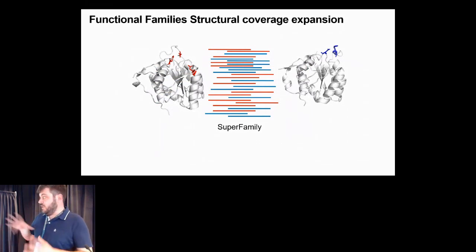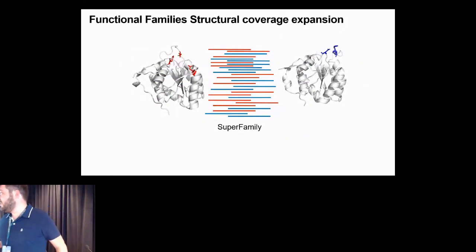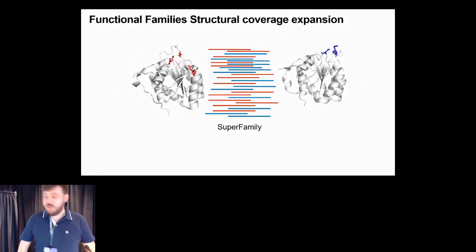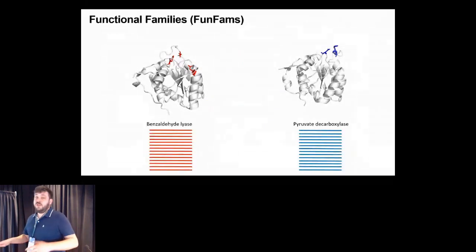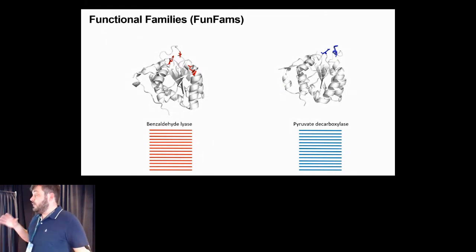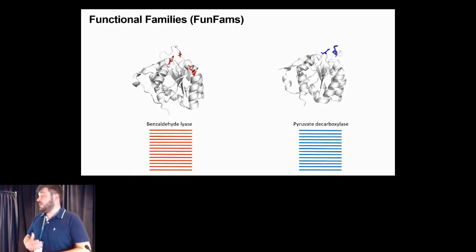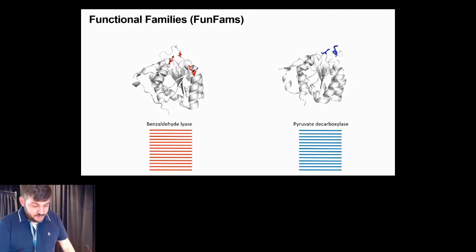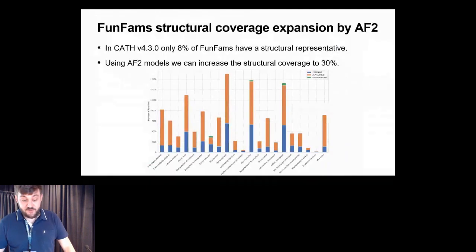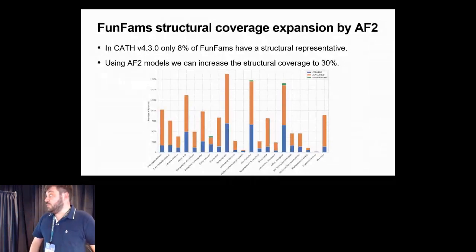So within superfamilies, we create a subset called functional families, or FunFams for short, where we're able to segregate these two kinds of sequences, these two kinds of functions, by looking at the presence of specificity determining positions in the alignments. But while these are great for function prediction or looking at pockets and variants, most of them don't have an actual structural representative, only 8% of them. But by using AlphaFold data, we're able to expand it from 8% to 30%. And this is going to be pretty useful in the future.